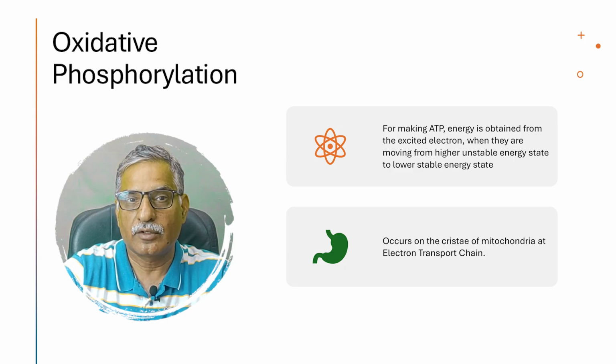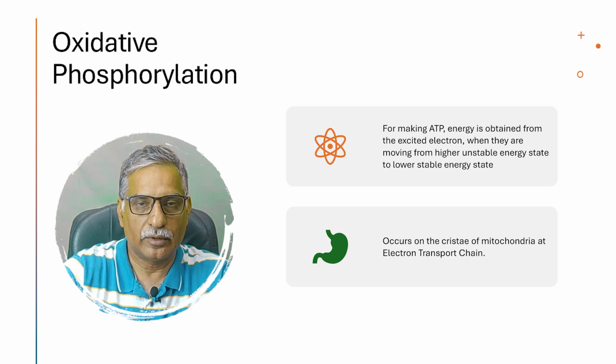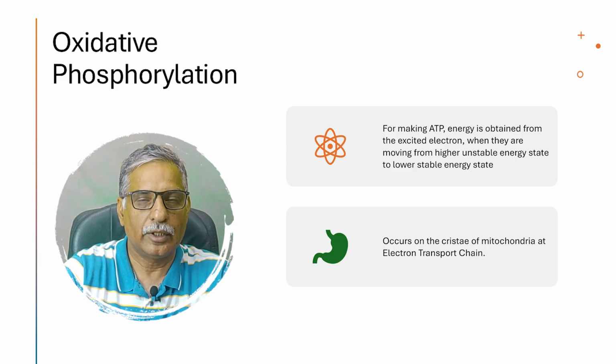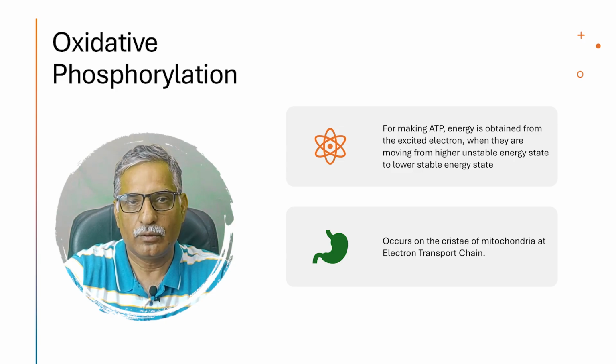Now, why are electrons losing energies? Because electrons in their lower energy state are much more stable. But when they are excited, they are with higher energies, and at a higher energy level, they are highly unstable. So in order to gain stability, electrons tend to lose their excess energies to the surrounding. That's why oxidative phosphorylation does take place.